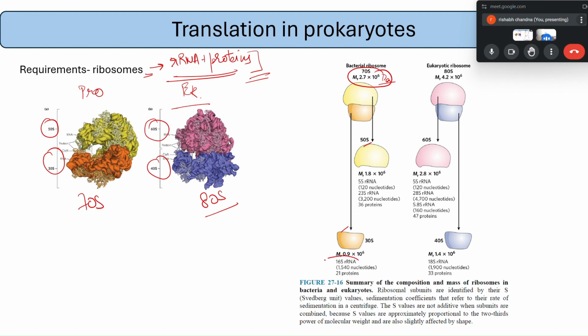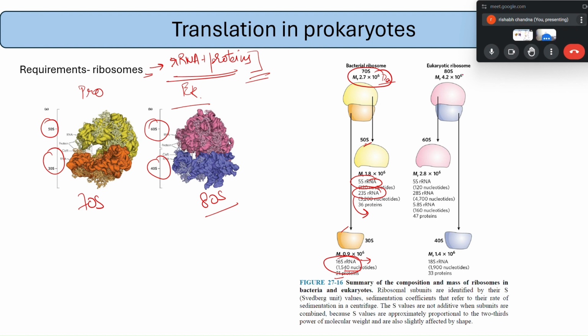30S has 16S rRNA, that is made up of 1.5 kb, and 21 proteins, and the 50S subunit is made up of 5S rRNA and 23S rRNA. 16S helps in the identification of the mRNA during protein synthesis. 23S is the peptidyl transferase, which helps in the formation of the peptide bond.